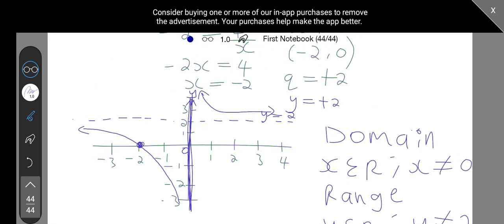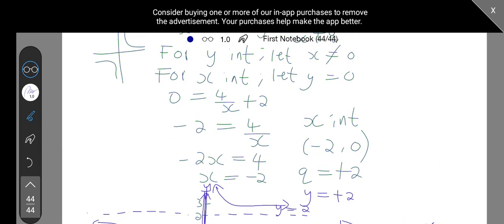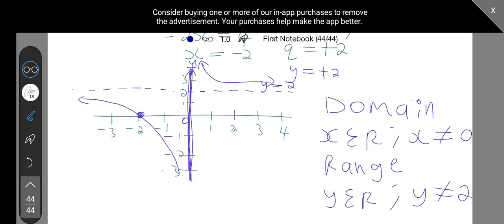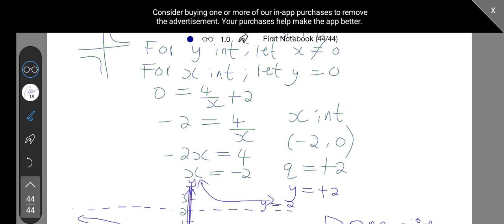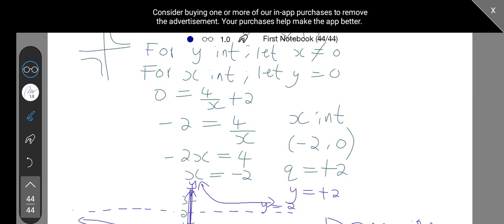And don't forget that in order to know how your graph will be, either in the first and third or second and fourth, you must first know what is the value of a. If the value of a is positive, it means it's going to be in the first and the third quadrant. But if it's negative, it will be in the second and the fourth quadrant.